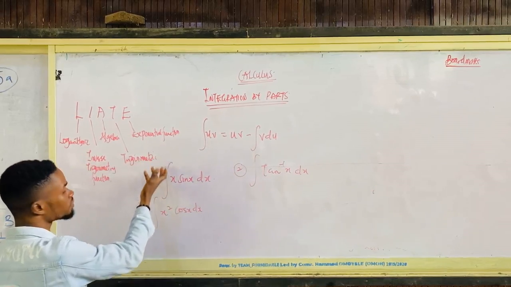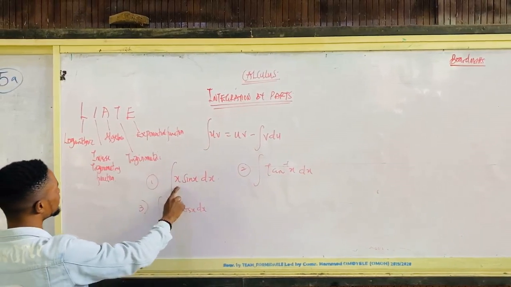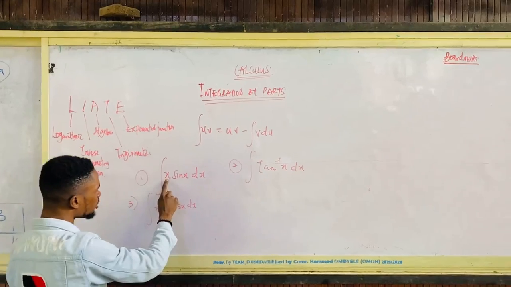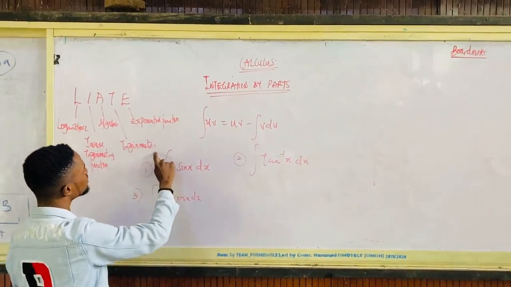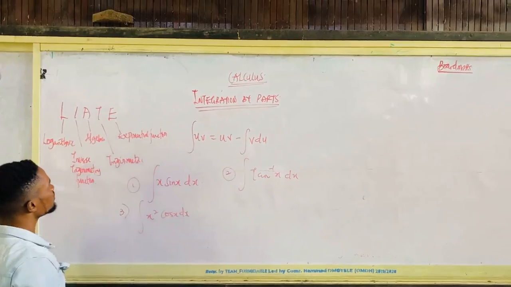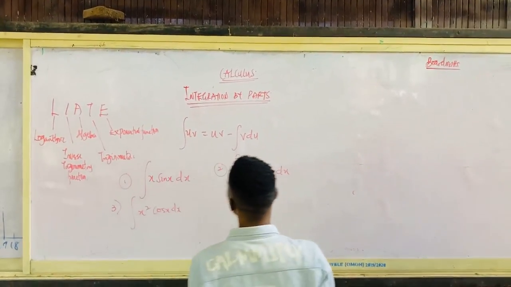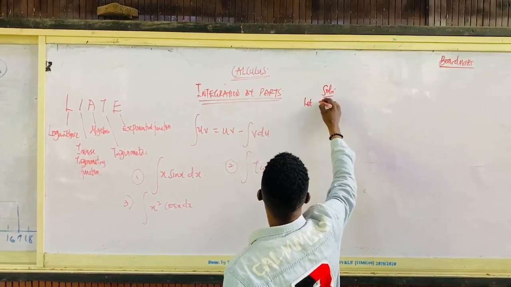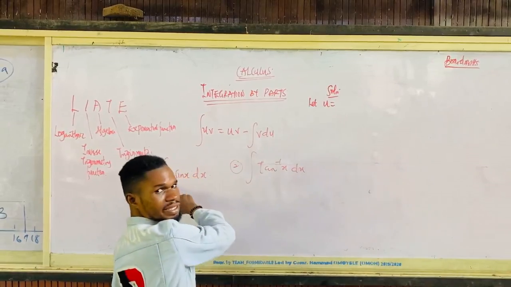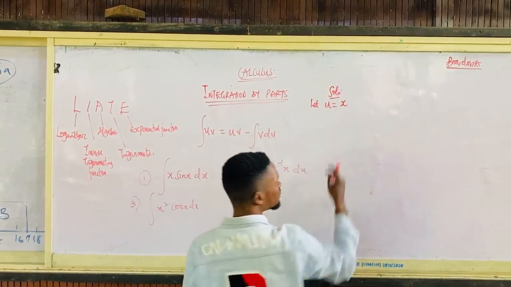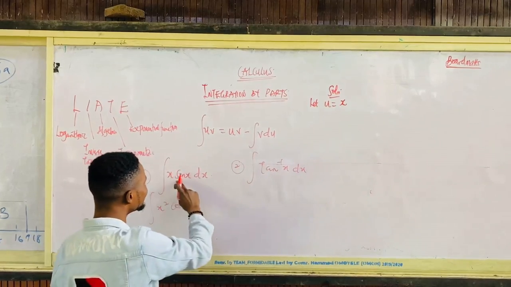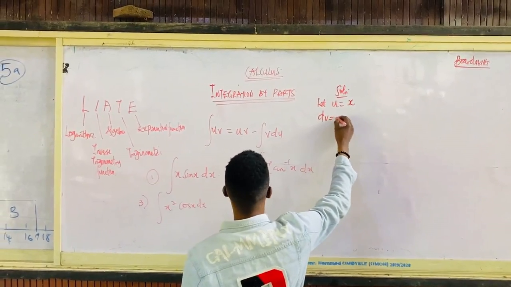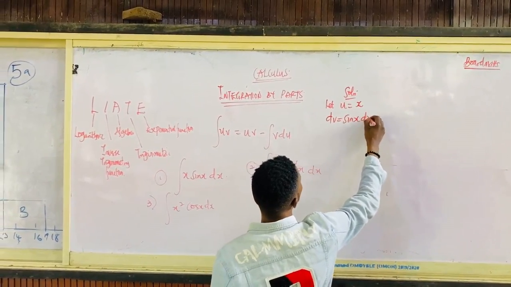A trigonometric function. So that means this x, this A comes before what? T. Algebraic comes before trigonometric, according to the LIATE principle. So that means my u, so let u be x. If it is x, that means this sine x dx is your dv. That means dv is equal to sine x dx.